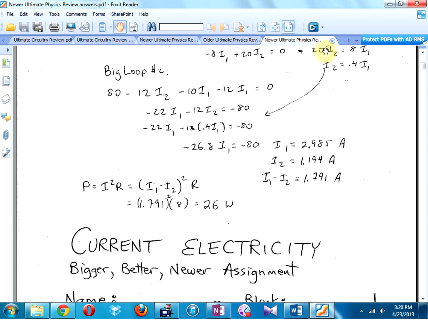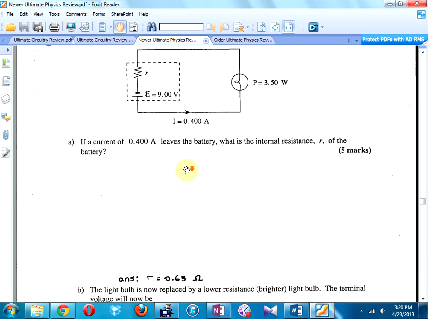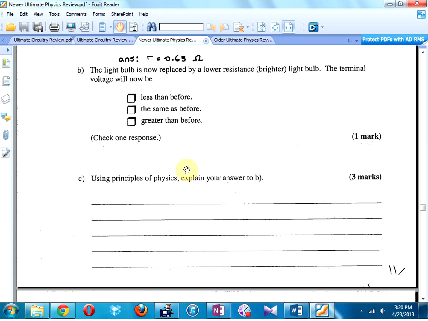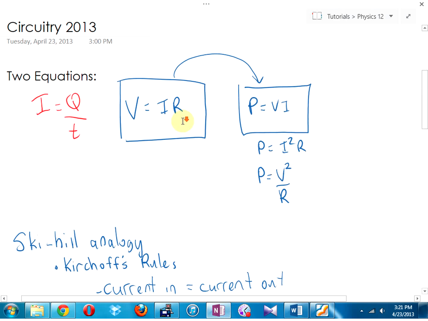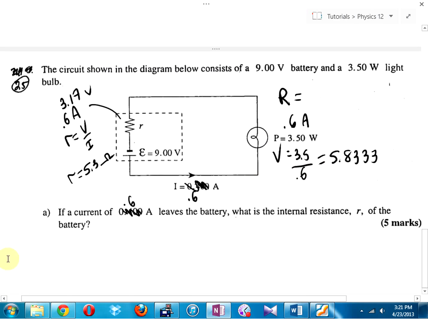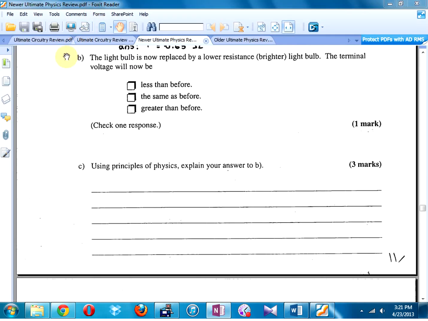You want to try that one just for fun? Sure, we can. Let's see if we can do it shorter. That was the newer one, number 1. Oh, hang on, there was a part B here. This is the kind of using principles of physics question. By the way, the answer 0.63 is for the original current that I changed. The light bulb is replaced by a lower resistance, brighter light bulb. Okay, let's see. Oh, I should answer the question here. Little r equals 5.3 ohms. Let's do a using principles of physics, right to explain.